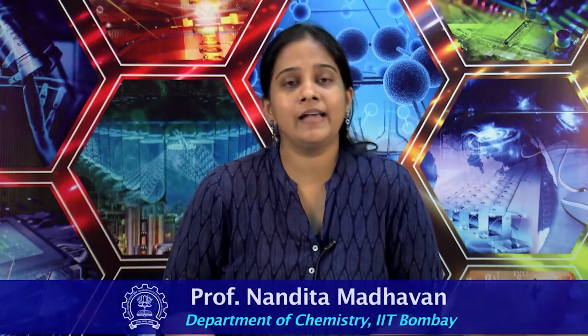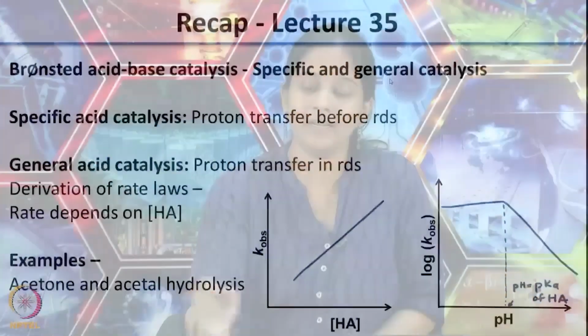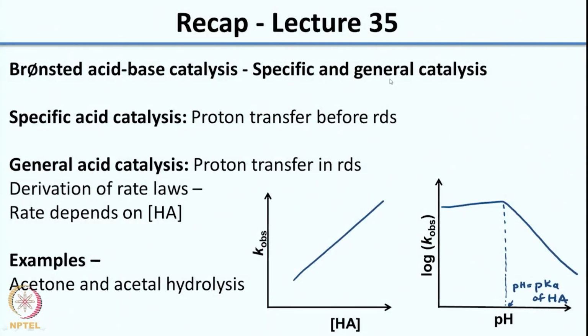So, welcome back. In the last class we were looking at acid and base catalysis. We had already classified acids as specific and general acids, and we had looked at specific acid catalysis in the earlier lecture, where specific acid catalysis involves proton transfer before the rate determining step. In the last lecture we had focused mainly on general acid catalysis. In general acid catalysis you have proton transfer in the rate determining step.